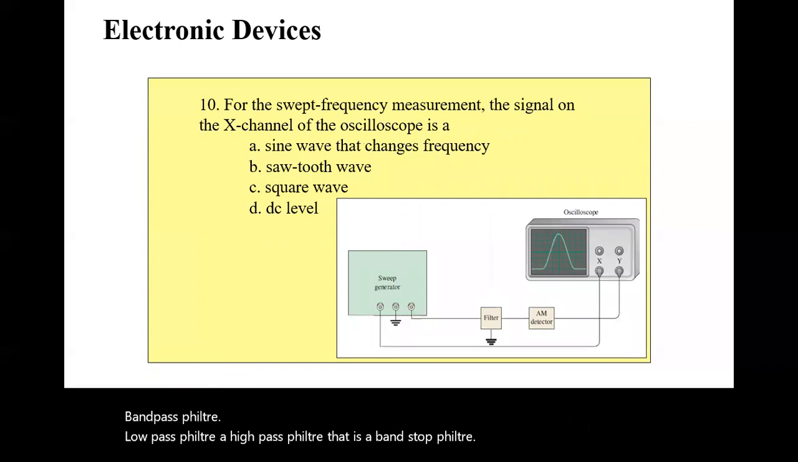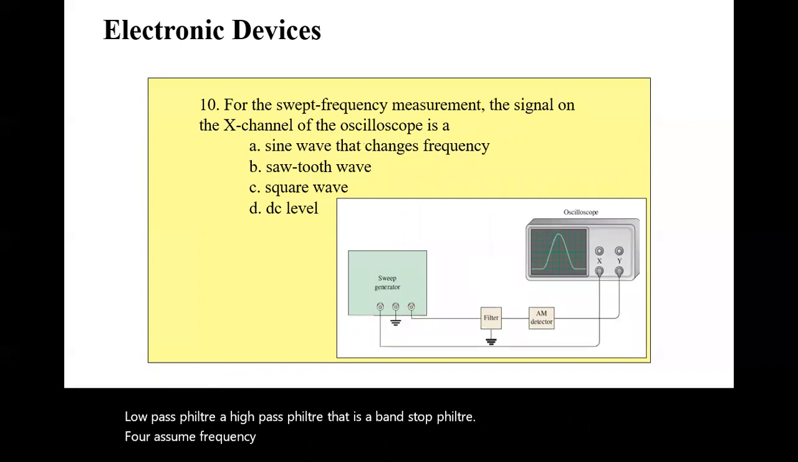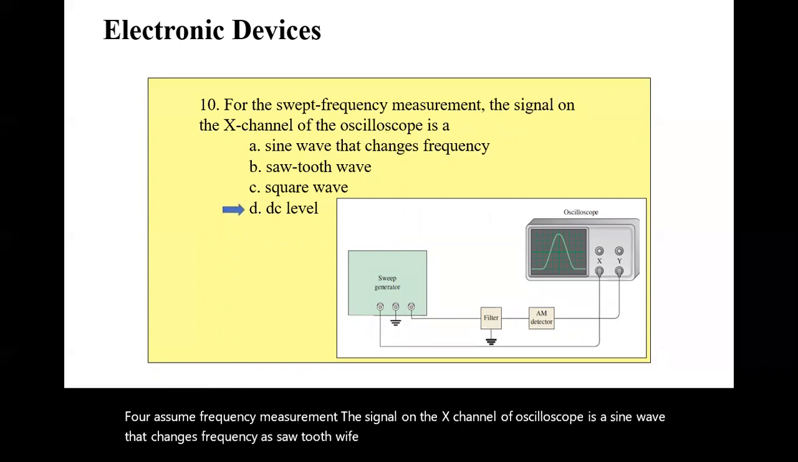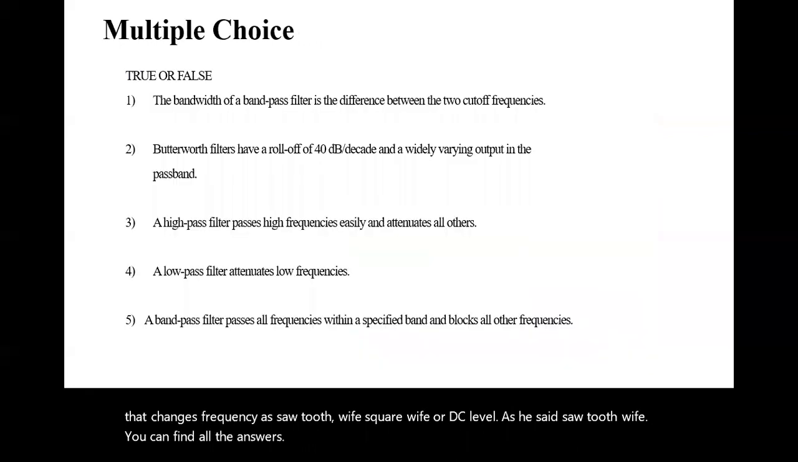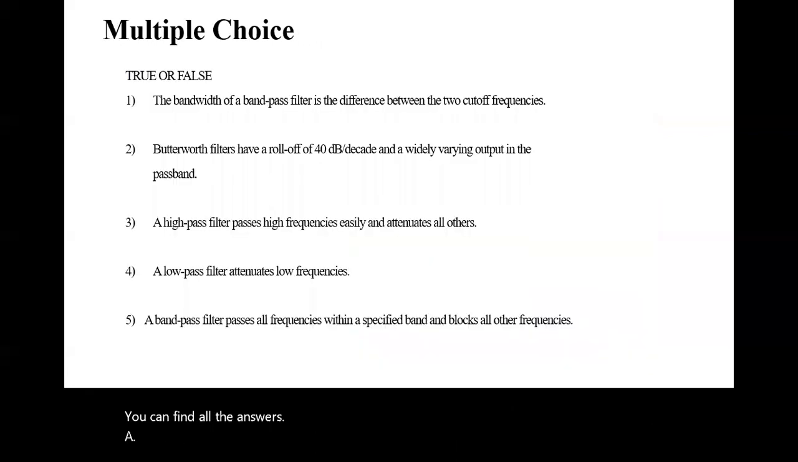For the sweep frequency measurement, the signal on the X channel of the oscilloscope is a sine wave that changes frequency, a sawtooth wave, a square wave, or a DC level. This is a sawtooth wave. There you can find all the answers. Let's go with the following questions. Those are true or false questions.